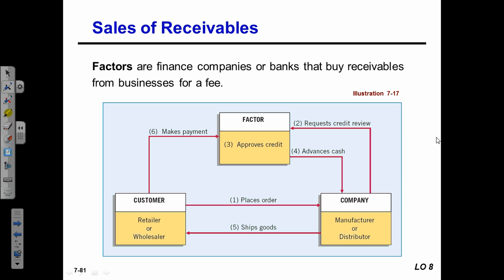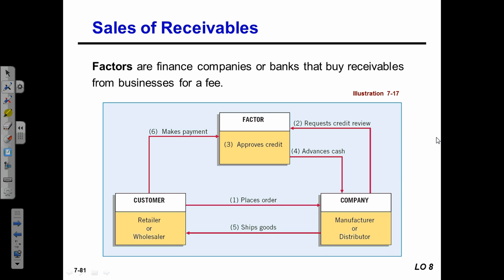So the company requests from the factor permission to sell to that customer, because really the bank is going to cover that receivable. They're going to be taking the risk if it's without recourse. They're taking a lot of risk anyway, even if it is with recourse, because you have to try to collect from people who don't have money. So they get approval of credit, and they advance the cash to cover it. The company produces the goods, ships the goods to the customer. The customer makes payment directly to the factor, so they own the receivable. So that's what the process looks like.